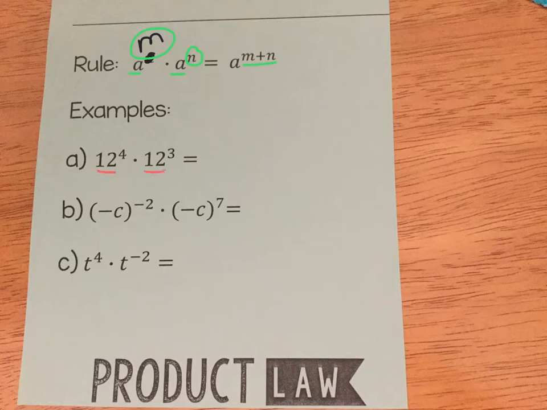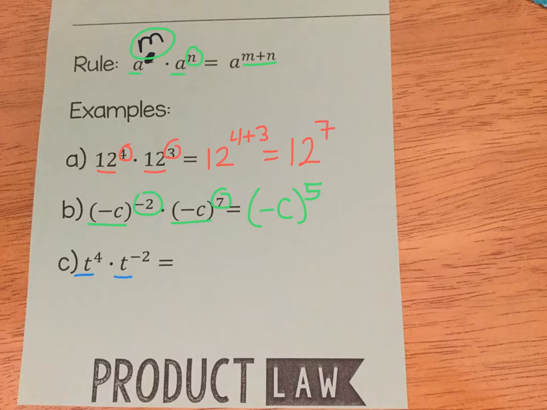Are the bases the same? Yes. So we keep it as a 12. And all we need to do with our exponents here, that 4 and the 3, is add them. So what is 4 plus 3? 7. And there you are. So next example, are the bases the same? Yes. So leave it. And let's add these. So if I owe you $2 and I have 7 in my pocket, I'm going to pay you back, and that'll leave me with $5 left.